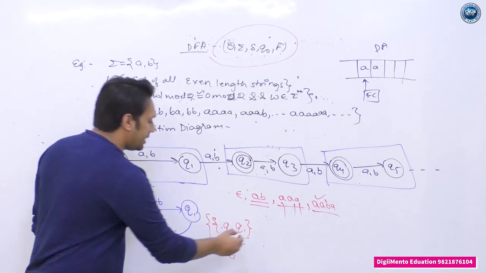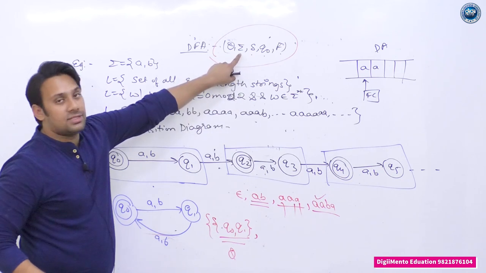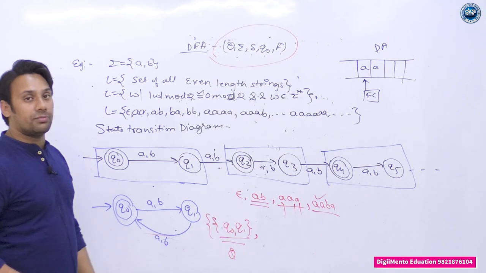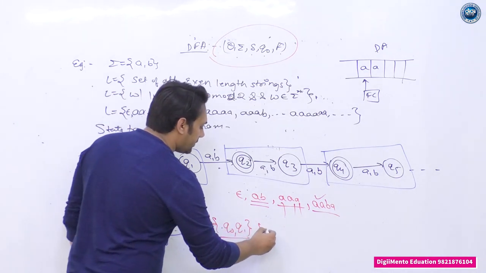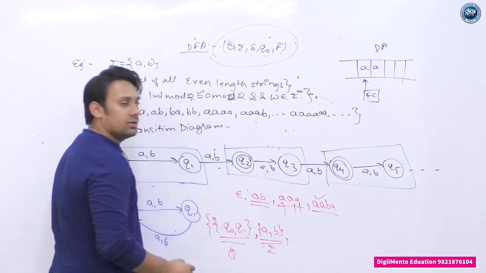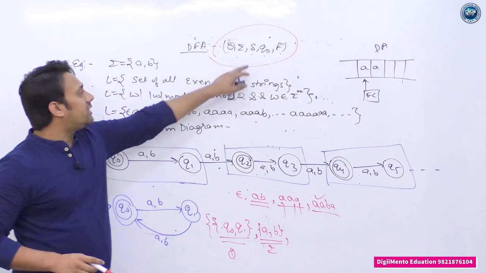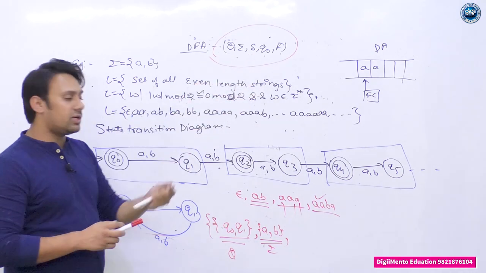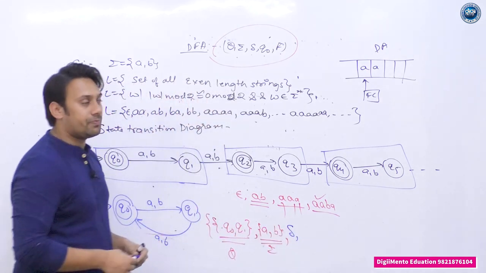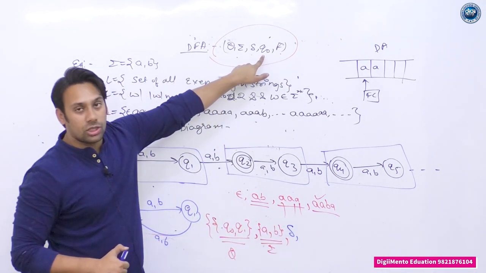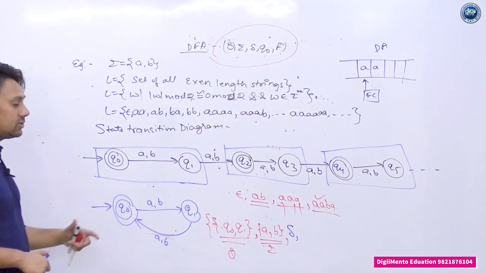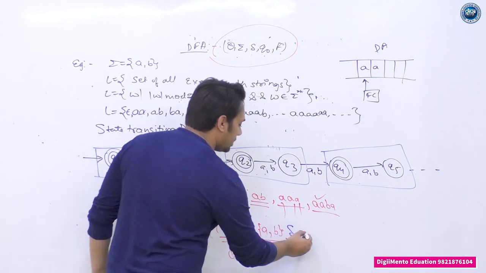Okay. Second, after the comma, we have sigma. Sigma is representing the set of input alphabets. So which alphabets are there here? A and B. We have an alphabet A as well as an alphabet B. This is representing your sigma. Correct? Now you have delta. Delta is your transition function. Let us say I'm writing delta here as it is, I'm not representing all the transitions. Then we have Q naught, which is your initial state. So I'm going to write Q naught here.